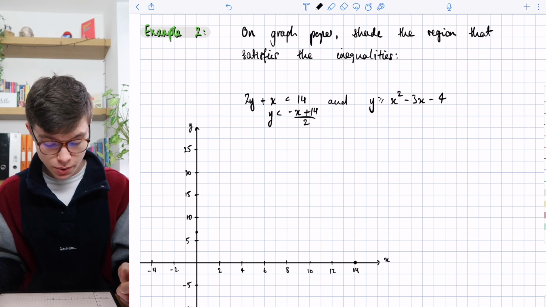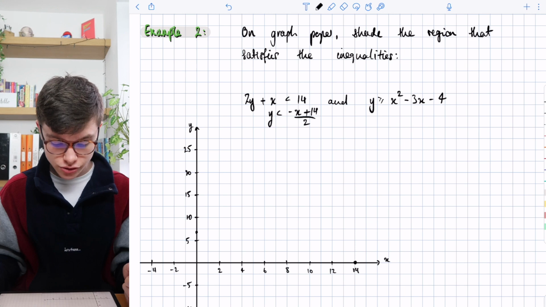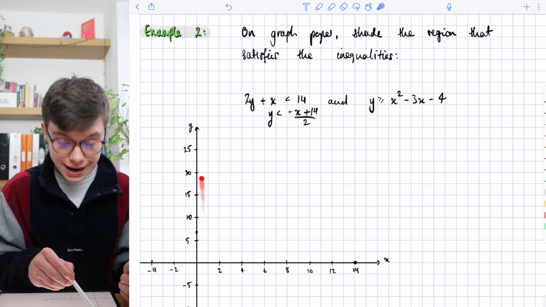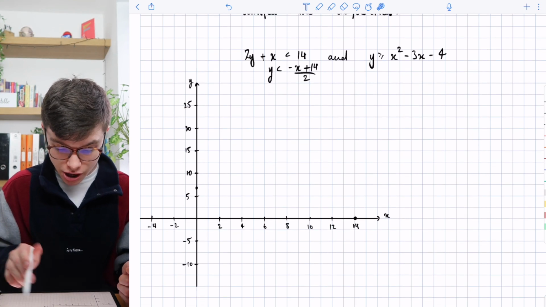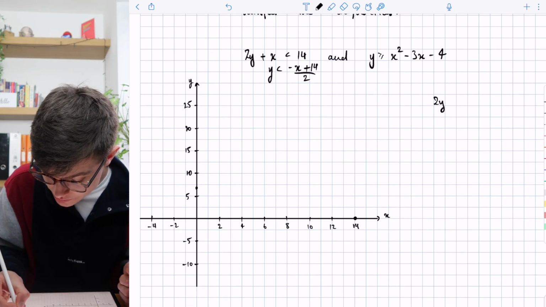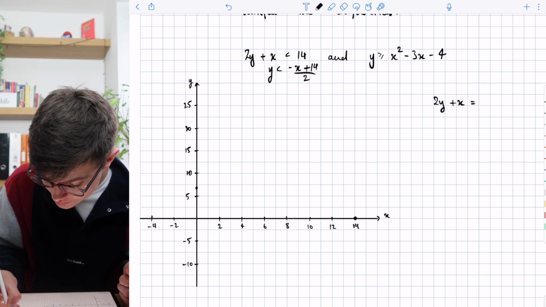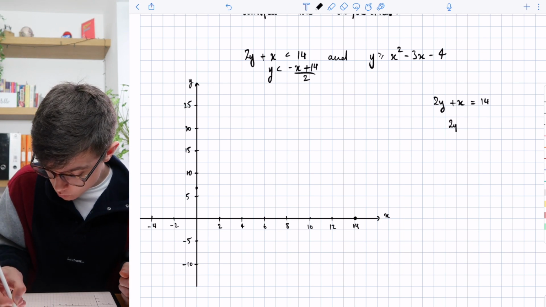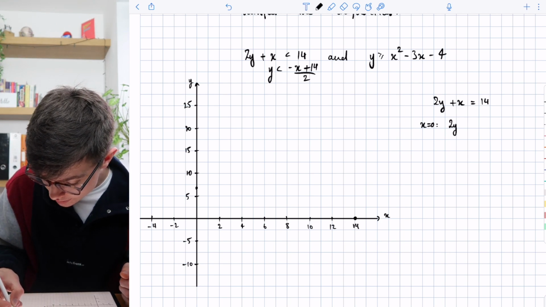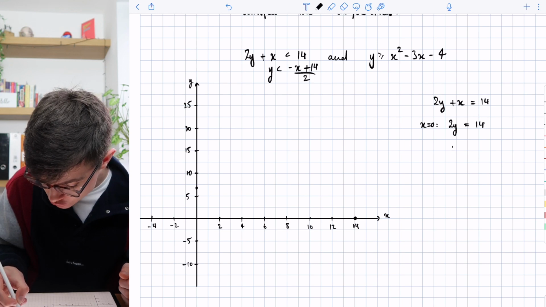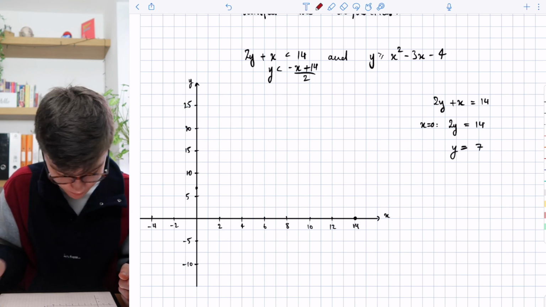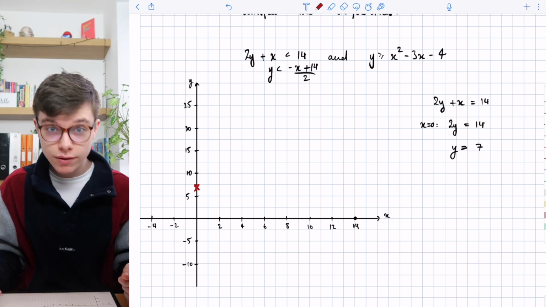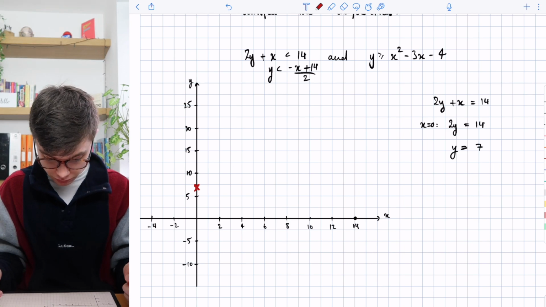Now what I'm going to do is plot 2 points of that straight line and then connect them together. The first point is when x is equal to 0. So I would have 2y plus x is equal to 14. If x is equal to 0, that's 2y equals 14, and so y will be equal to 7. So 1 point, 7, is about there on the graph. We'll plot that there.